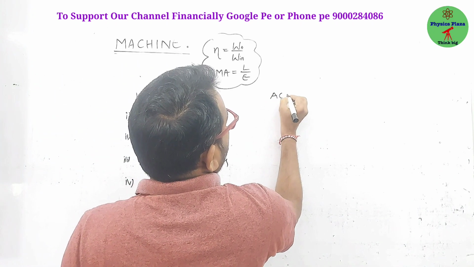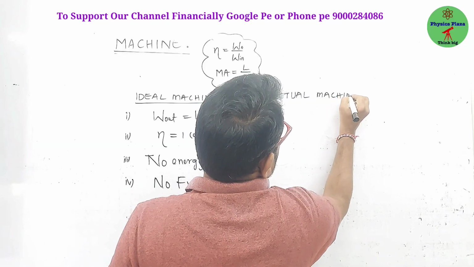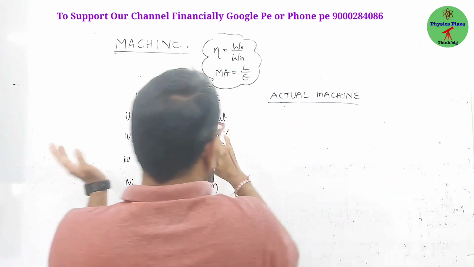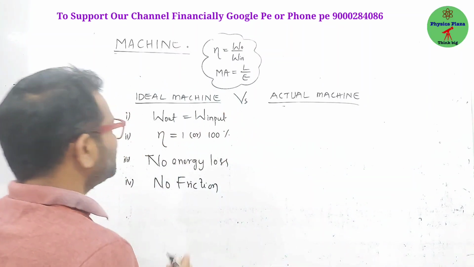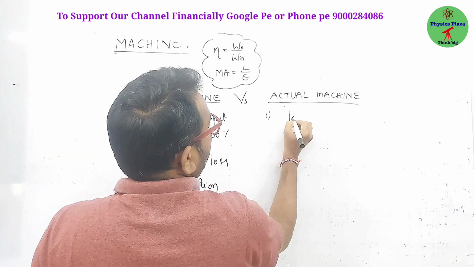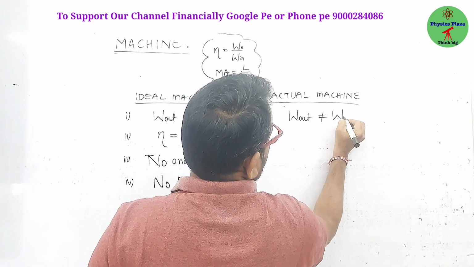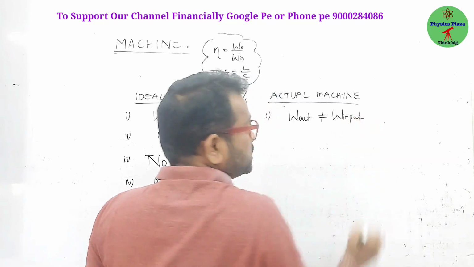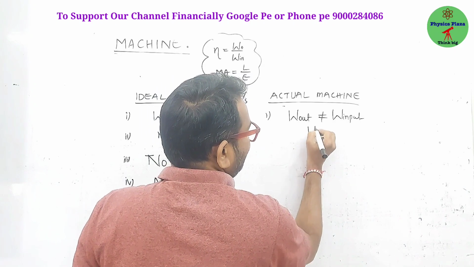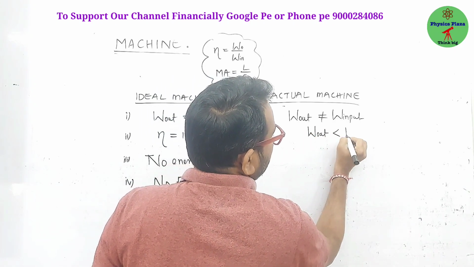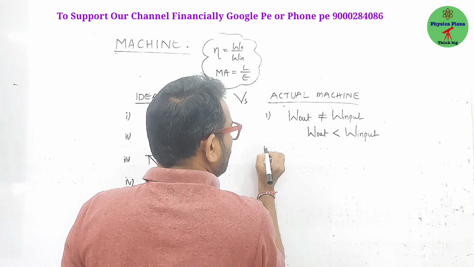Now let us see the actual machine. So, the actual machine. Let us see, it's like ideal machine versus actual machine. Okay, yes. So for this actual machine, dear children, work output can never be equal to the work input. Can never be equal. Doesn't mean that work output can be greater. No. Sorry. I mean, work output is always less than work input.